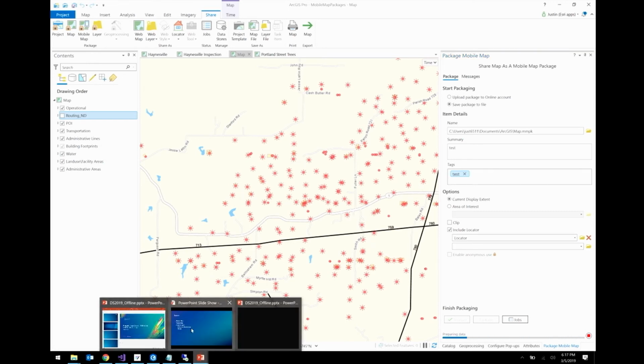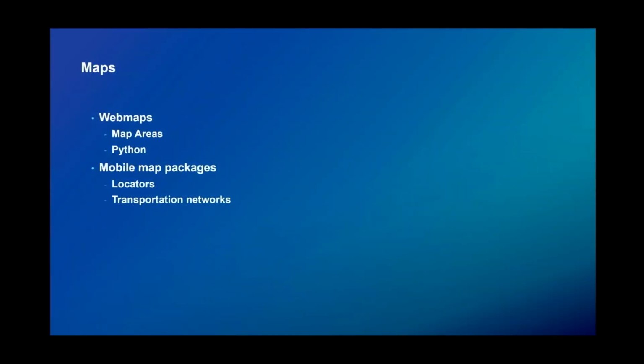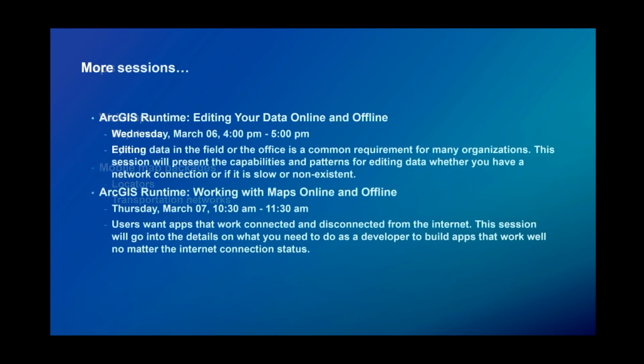So switching back over to the slides. So we talked about maps, talked about how we can use web maps to create offline areas, our mobile map packages. Now, this is great. We've talked about how you can enable all of this data for use, but we actually didn't look at any usage of it whatsoever. And that's perfect because we have 2 more sessions coming up this week that will go into all of those details.